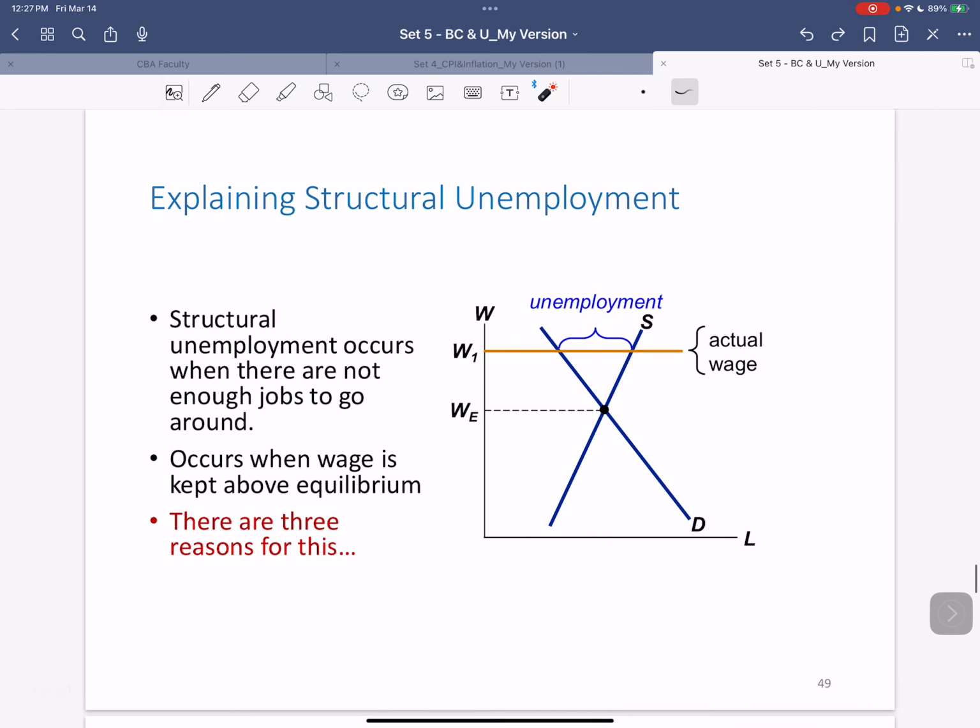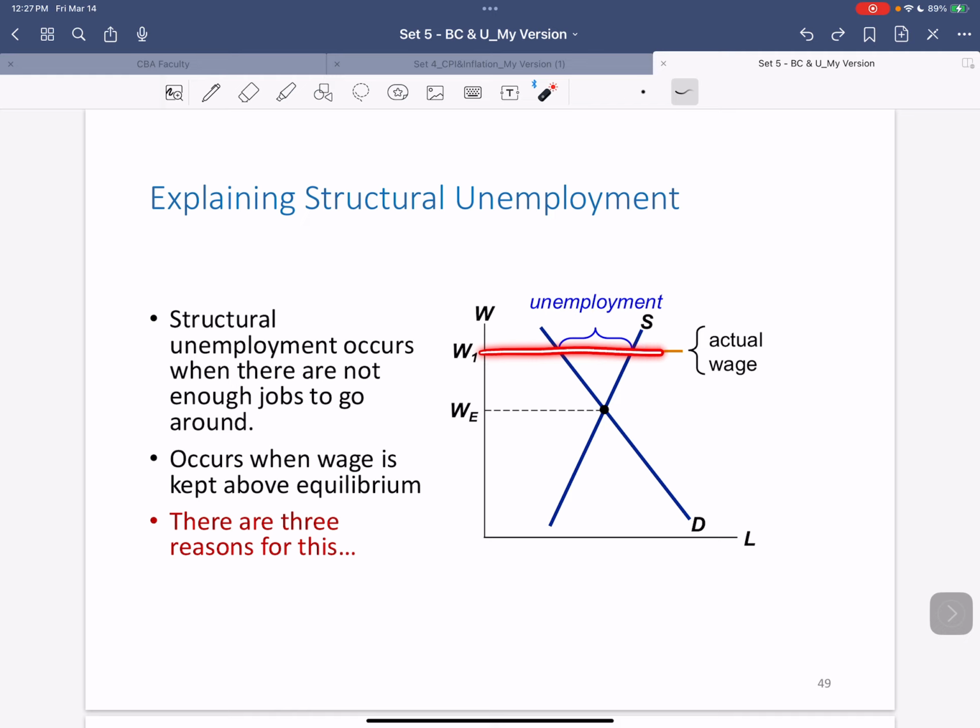All right, now let's look at the structural unemployment. Structural unemployment occurs when there are not enough jobs available for all workers who want to work at the current wage rate. So we earlier discussed this graph over here. I drew this on the board earlier.